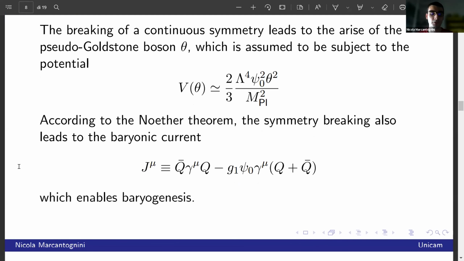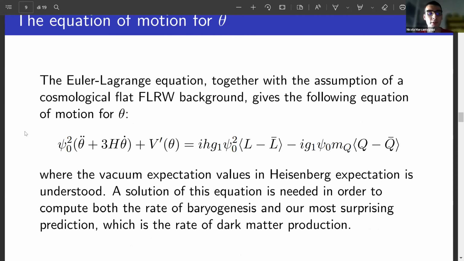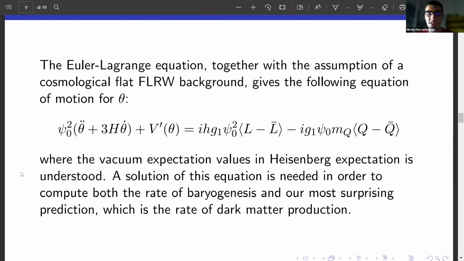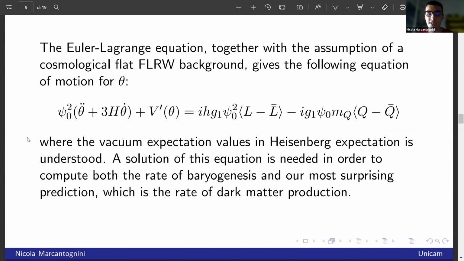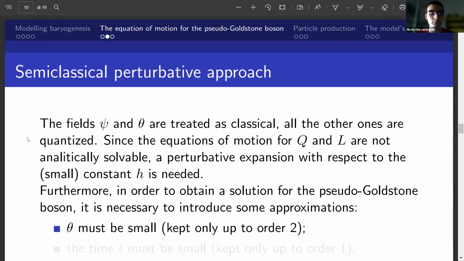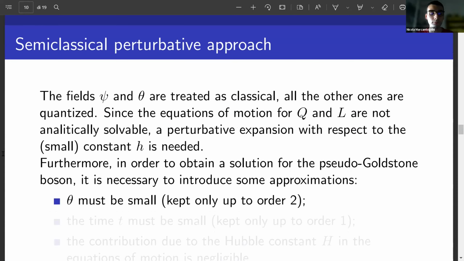So, as far as the equation of motion for theta is concerned, the Euler-Lagrange equation gives us this, together with the assumption of a cosmological flat FLRW background, and we find this form, whose solution is needed in order to compute the rate of baryogenesis and, most importantly, the rate of dark matter production. To obtain it, we need the semi-classical perturbative approach, so the fields psi and theta are treated as classical, while all the other ones are quantized.